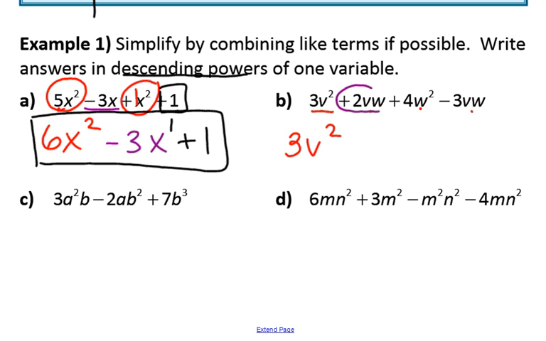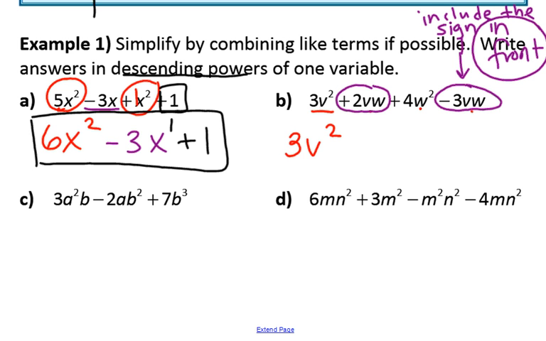Now the next one is VW. So I'm going to use a different color. And if you don't have different colors, you can underline for one, circle for another. So I have VW. My other VW is negative 3 VW. Now it's important, when you look at terms, to include the sign in front, the plus or minus. So you see when I circled that 3, I included the minus.